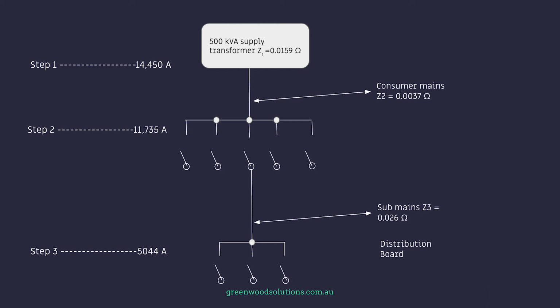Now here's a diagram. So effectively, step one, establish the prospective short circuit current at the source. Step two, establish the prospective short circuit current based on the impedance of the consumer mains. Step three, determine the prospective short circuit current at the distribution board, taking into consideration the impedance of the supply, the consumer mains, and the sub-mains.